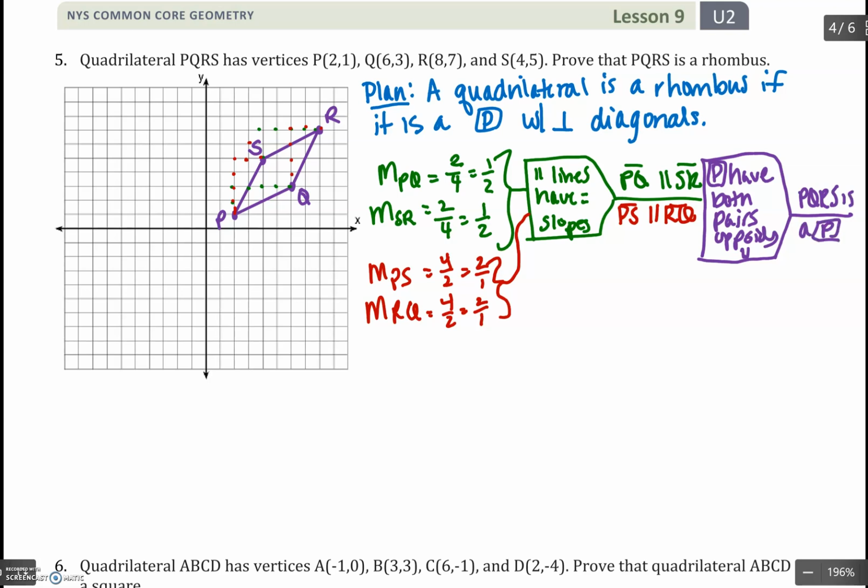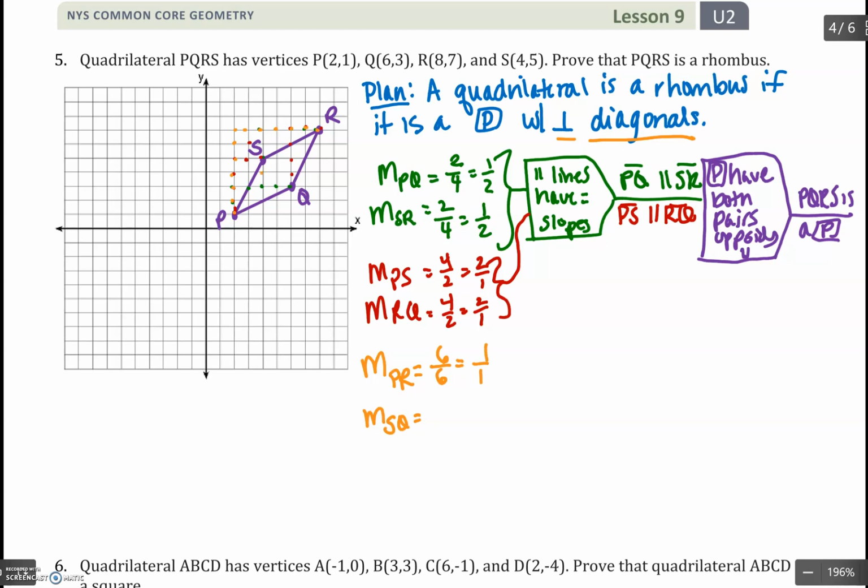Okay. Then I would go, okay, I need my perpendicular diagonals. So I'm going to find the slopes for the diagonals. So PR is one of the diagonals, and SQ is the other one. So from P to R, it's up 2, 3, 4, 5, 6. 1, 2, 3, 4, 5, 6. So 6 over 6, which simplifies to 1 over 1.